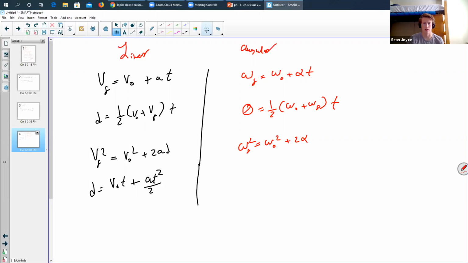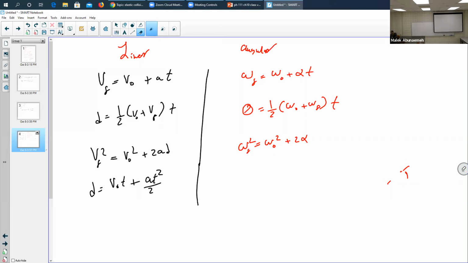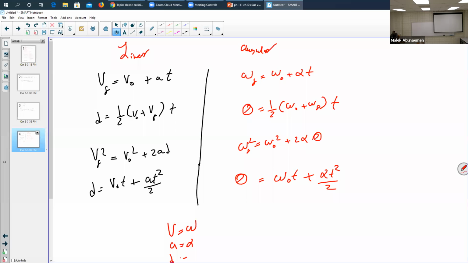Wait a second. It's a theta up there, or is it like an S? No, theta, your displacement. It's not S, not the arc length displacement. The angular displacement is theta, but not the arc length displacement. It's a different one. Yeah, the angular displacement, exactly, because that's actually what dictates how fast you go, where you go. Your arc length is the one we just did. Now, this is 2 alpha theta, and then the last one, your distance theta equals omega naught T plus alpha T squared over 2. And yeah, you were correct. So your V was omega, your A is alpha, and your distance is your theta.